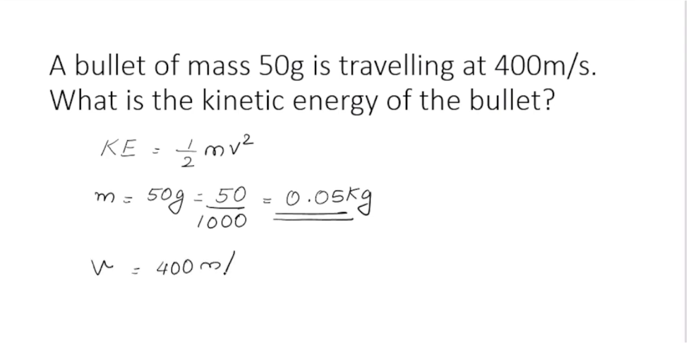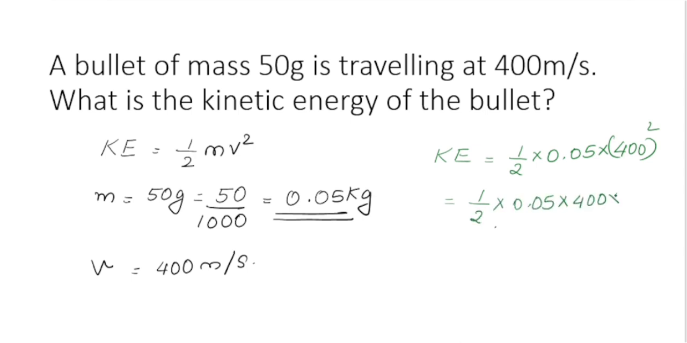So the kinetic energy of the bullet is equal to 1 by 2 into 0.05 into 400 into 400. If you cancel out with 2, it's 200. So if you multiply all this, you will get 4000 joules. So kinetic energy is 4000 joules.